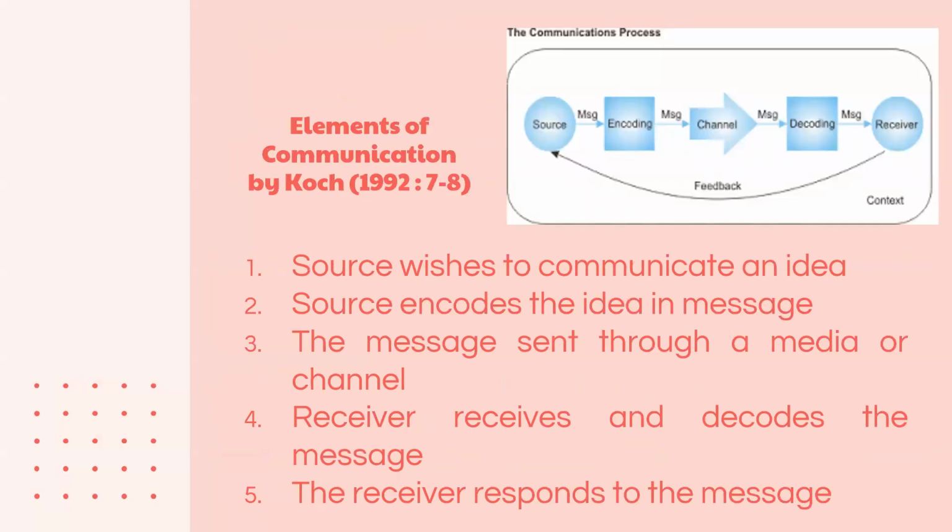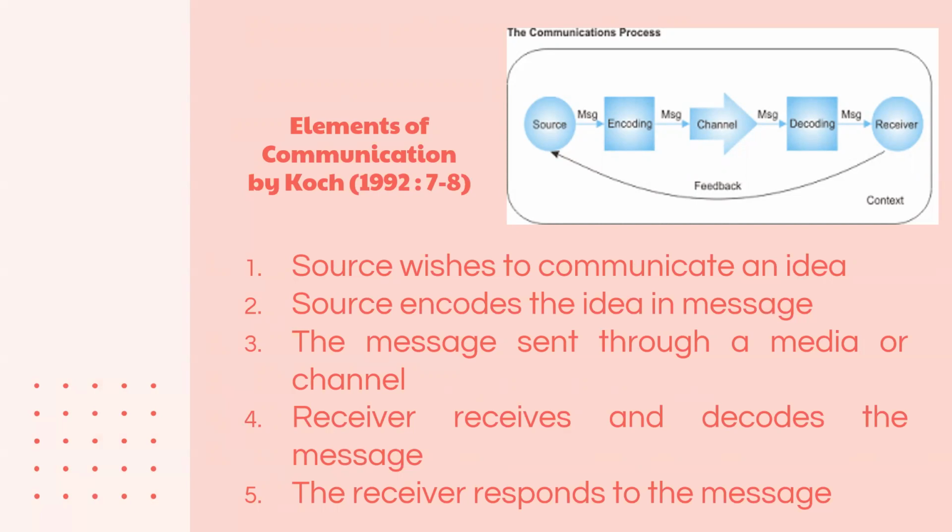And then here are the elements of communication, or the process of communication, by Koch. The first one is that the source wishes to communicate an idea, and the second one is that the source encodes the idea in a message. From these two statements, I need to remind you guys that an idea is different from a message. So for example, you know that your stomach hurts. You know that you are hungry. That's an idea, okay? You want to express that you are hungry to your friend. That's an idea. And then you tell your friend, hey, I'm hungry. I need to take some food. That's a message. So that's why an idea is not a message yet.